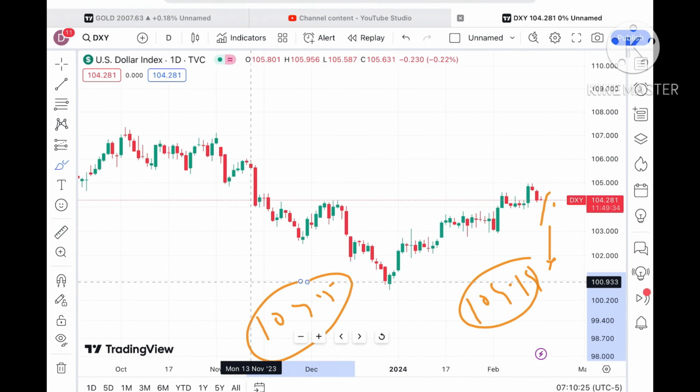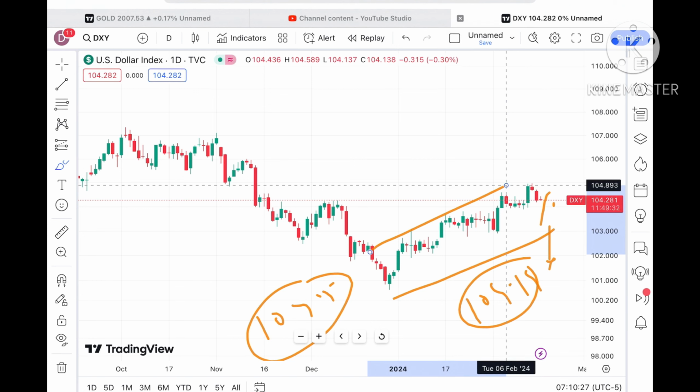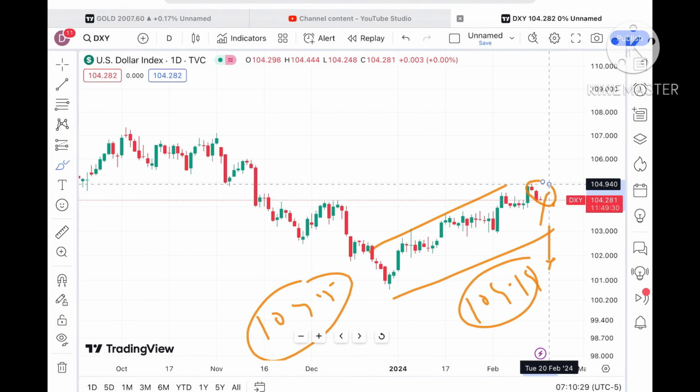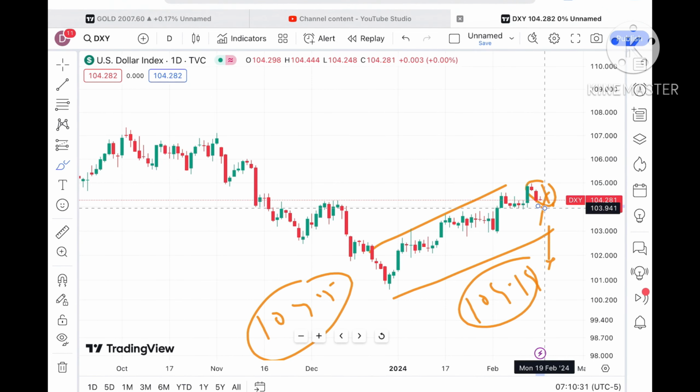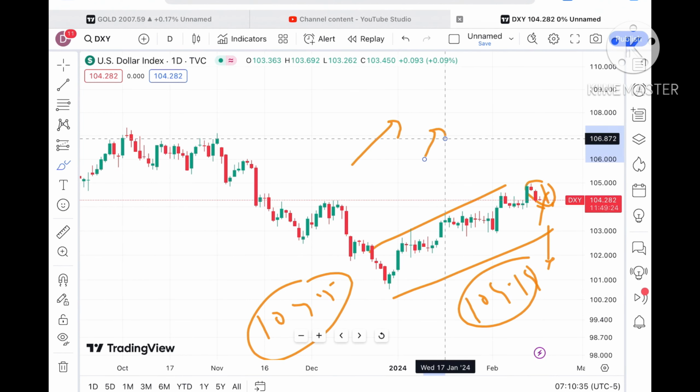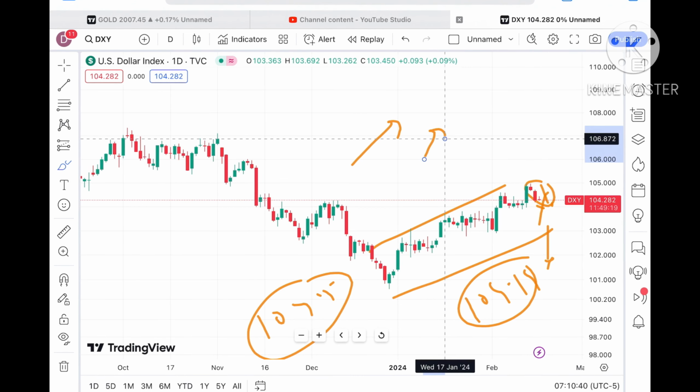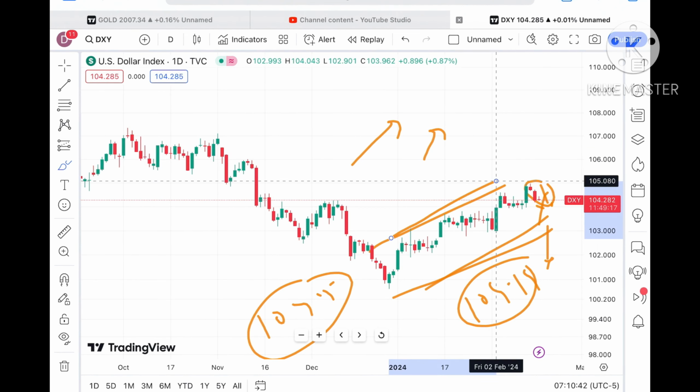Let's see if the price sustains. But before that, I'll explain how the dollar index is moving. If you look at the dollar index, there is a continuous upside, but for 2-3 days there has been a fall. When the dollar index falls, we have seen a rise in the price of gold, because they are inversely related.